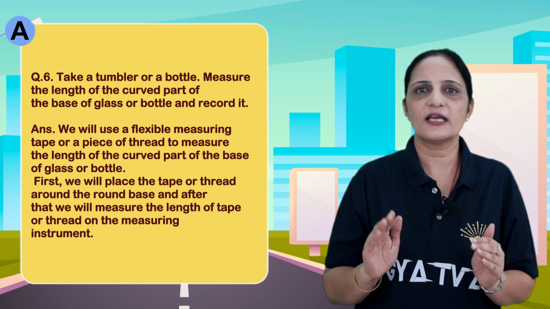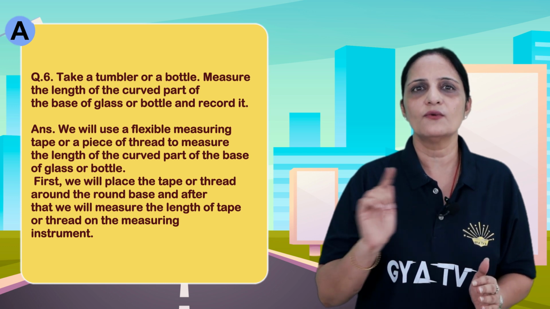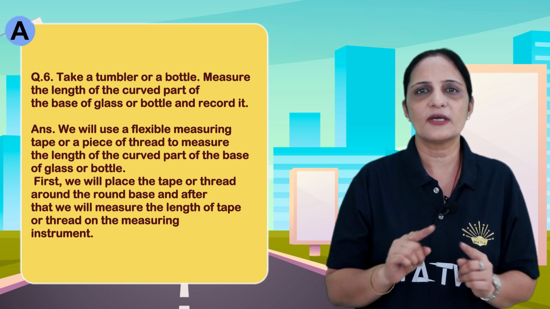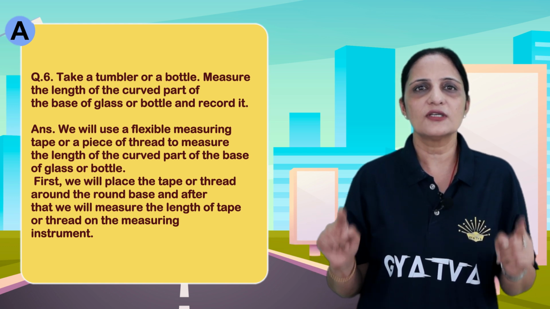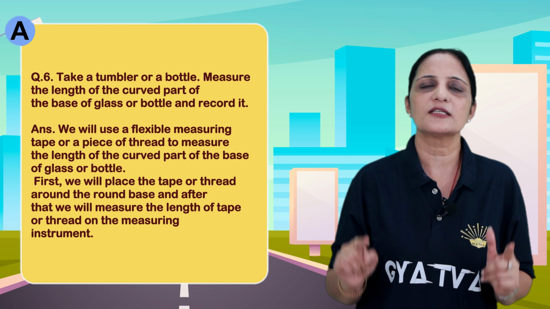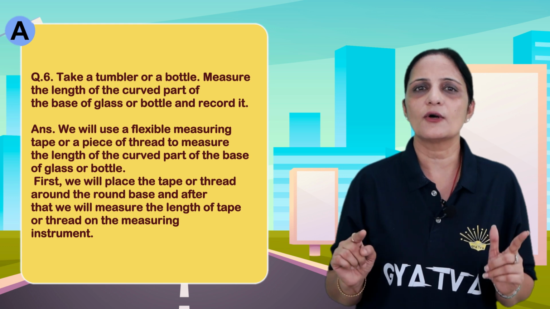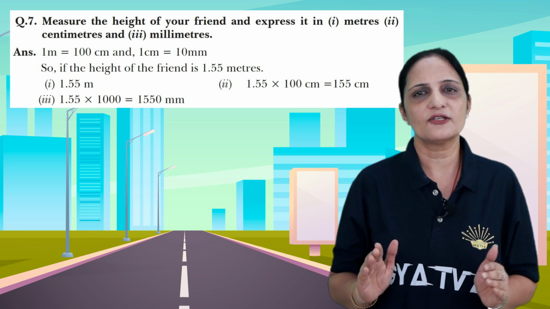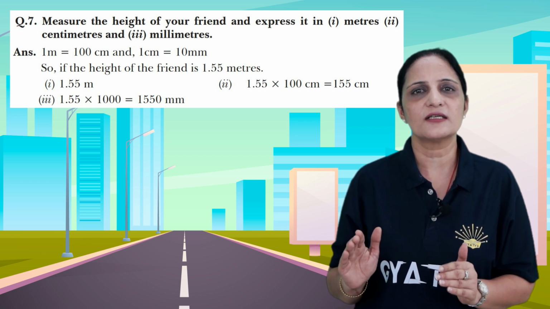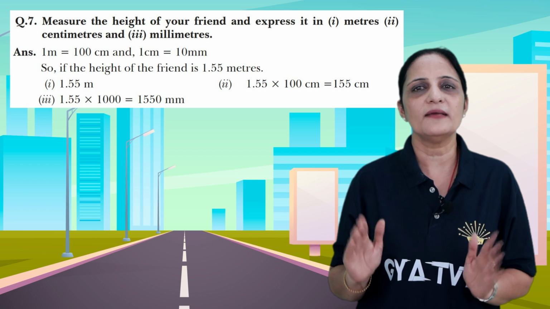First we will place the tape or the thread around the round base, and after that we will measure the length of tape or thread on the measuring instrument. So this will give you the length of the base of your glass or the bottle or the tumbler that you have. Question number 7. Measure the height of your friend and express it in meters, centimeters and millimeters.